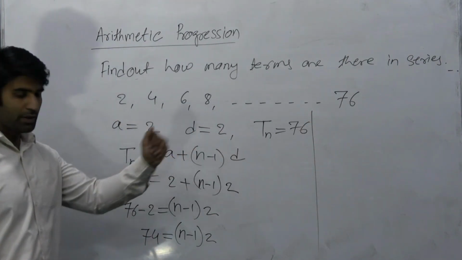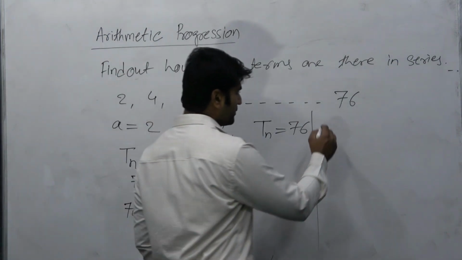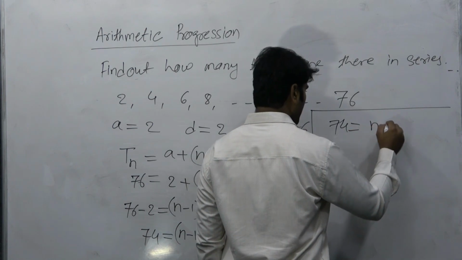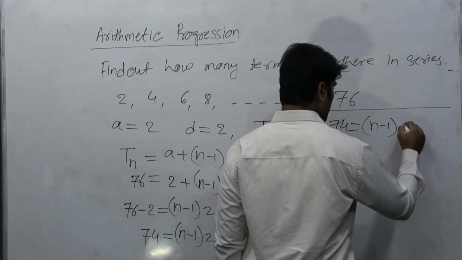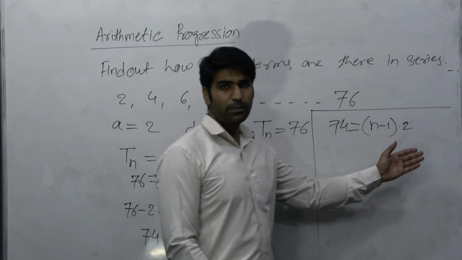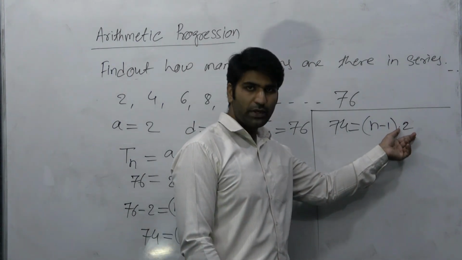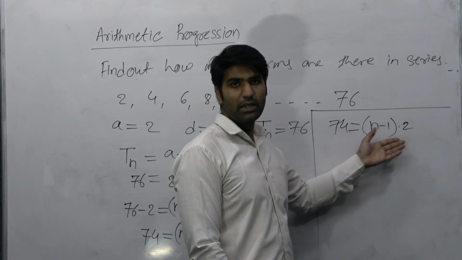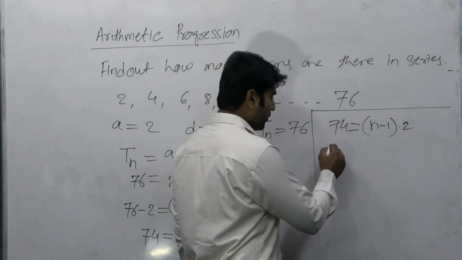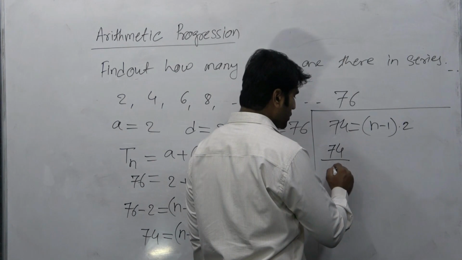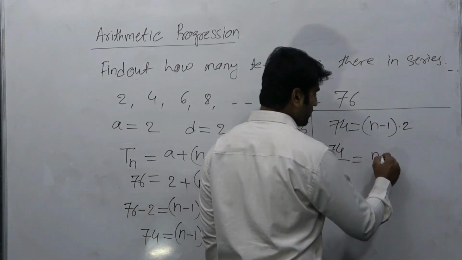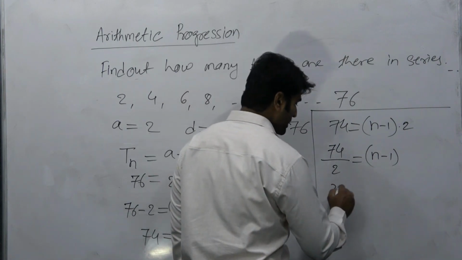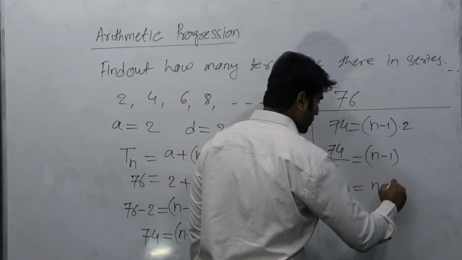Okay, next I will solve that. So 74 is equal to (N minus 1) into 2. This 2 is in multiplication, so if it crosses the equal sign, then it goes in the denominator. Therefore 74 upon 2 is equal to N minus 1. 74 divided by 2 means 37 is equal to N minus 1.